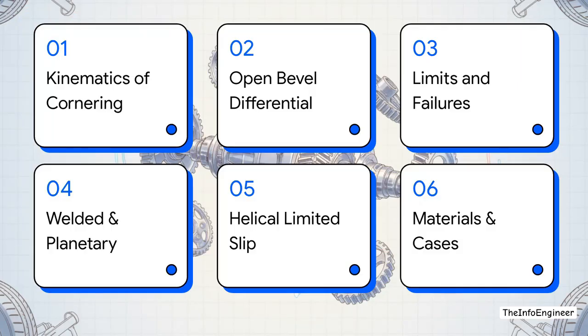Okay, here's our design brief for this session. We're going to hit the kinematics of cornering, break down the open bevel differential, look at traction limits and failures, explore welded and planetary solutions, dig into the helical limited slip, and finally, wrap up with materials.